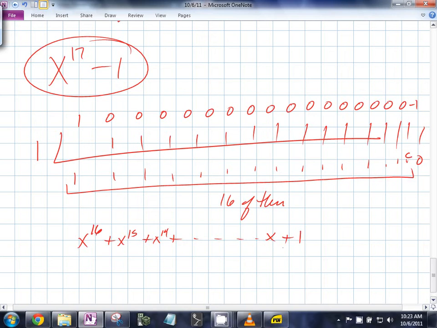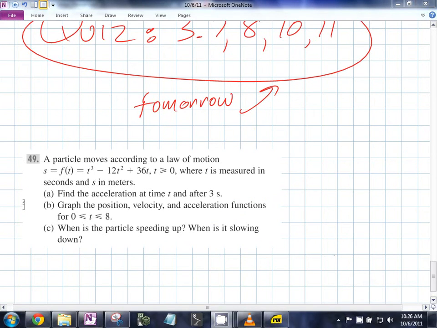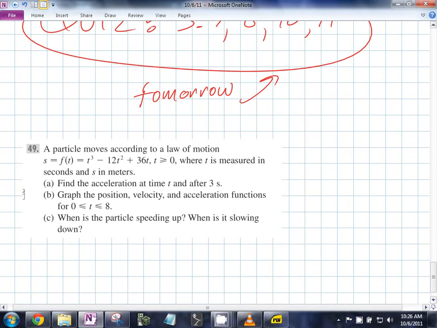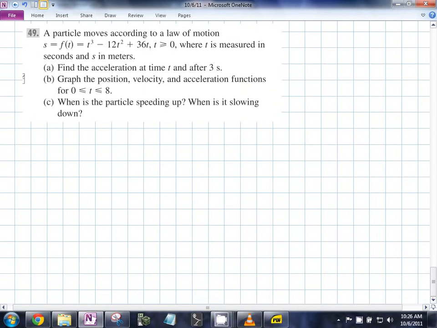A law of motion, where T is measured in seconds and S in meters. Find the acceleration. So how do you find the acceleration after 3 seconds? What do you have to find first? The derivative of the position function. So we know that acceleration of T is the same thing as V prime of T, which is the same thing as S double prime of T, right?